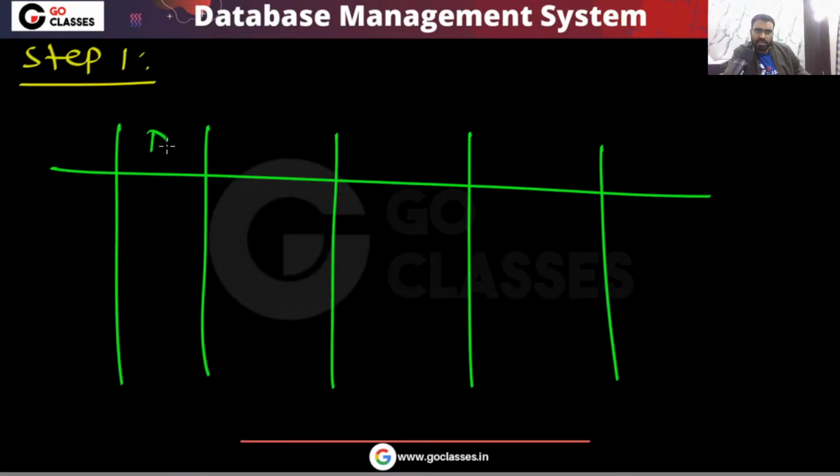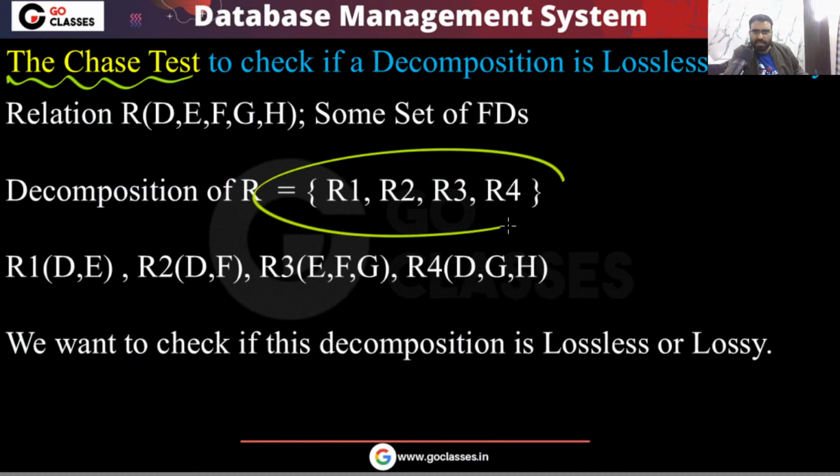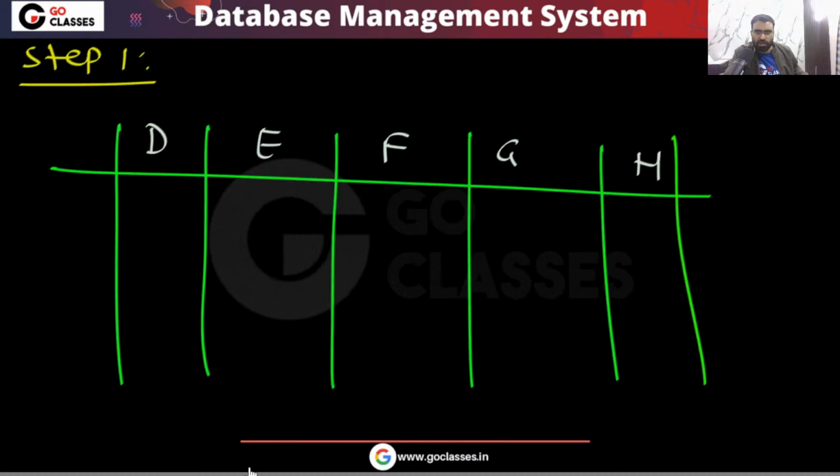So we will write the attributes here, D, E, F, G, H. Is this point clear? On the columns we are writing attributes, and remember, on the rows we will write the sub-relations. How many sub-relations are there? There are 4 sub-relations, R1, R2, R3, R4, so here I will write R1, R2, R3, R4.